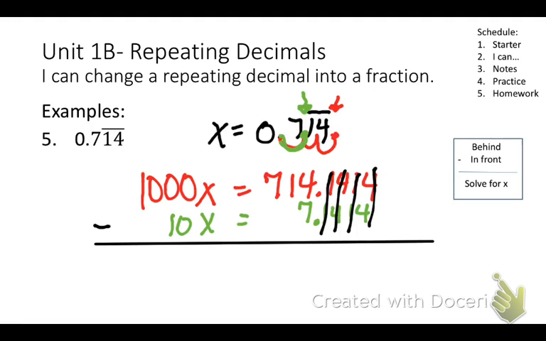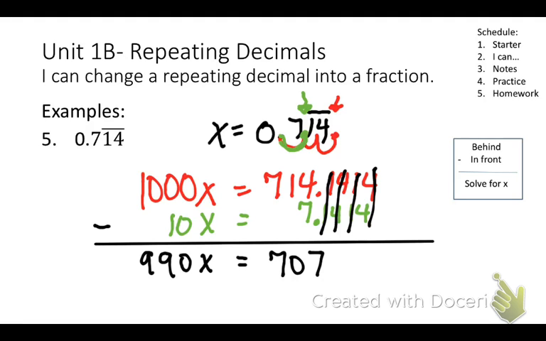So now I type in my calculator 714 minus 7. And that gives me 707. Okay? So now I look over here at the left side. I have 1000x subtract 10x. I'm just going to type that in my calculator as 1000 subtract 10. And I end up with 990x.